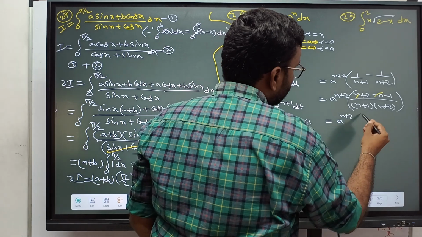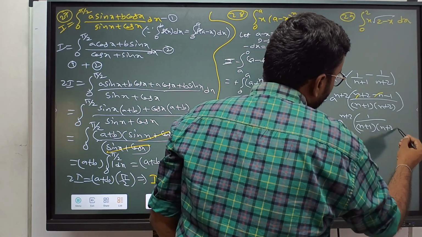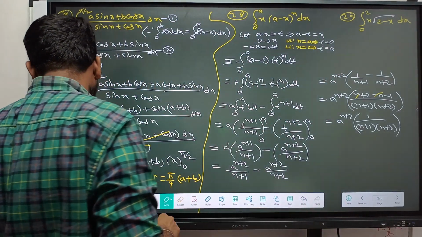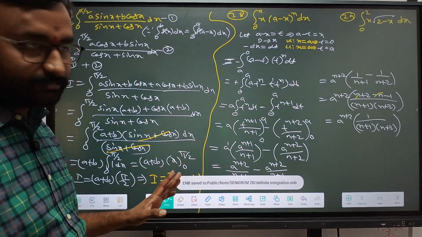A power n plus 2 into 1 by n plus 1 into n plus 2. Okay, so this is the solution. This is the solution. Understand?